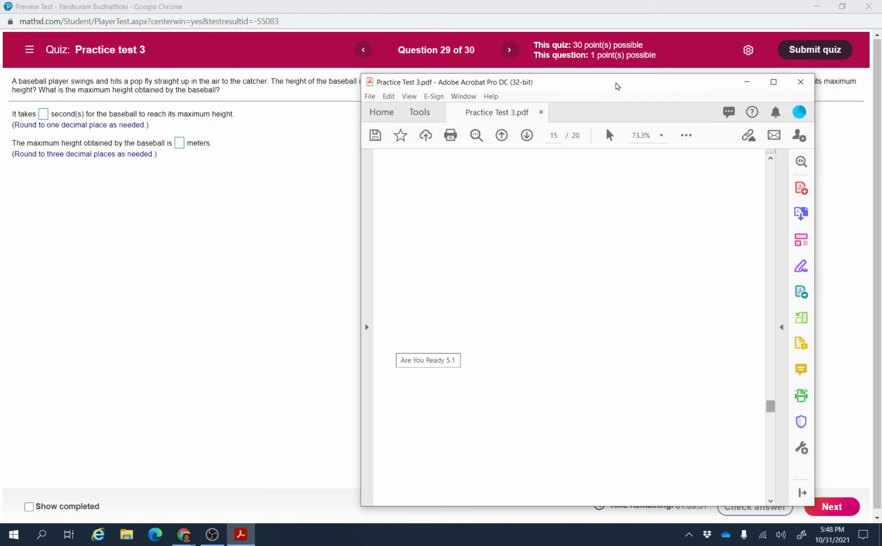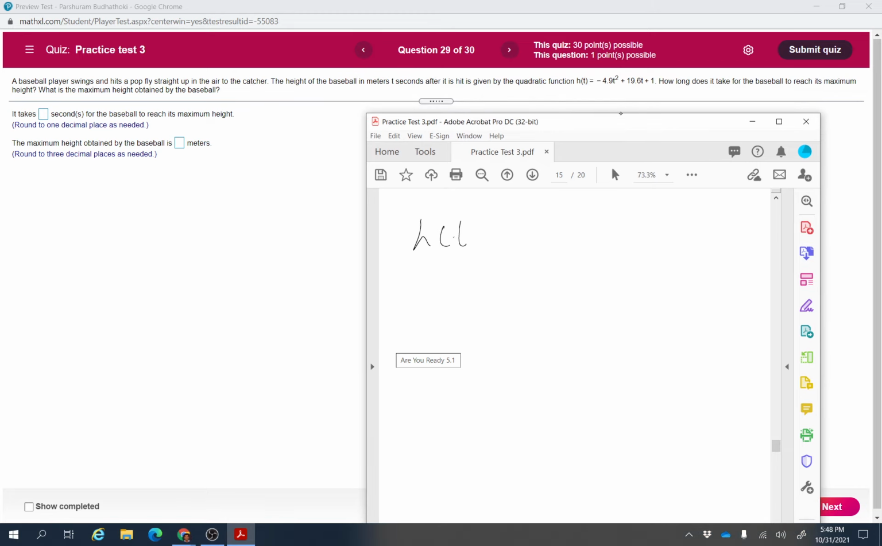The height function is the quadratic function. This is problem 29. The height function is negative 4.9 t squared plus 19.6 t plus 1. If you try to find the vertex of this one, the x coordinate of the vertex can be found by using the formula negative b over 2a. In this case, negative b is 19.6, and 2 times a is negative 4.9.